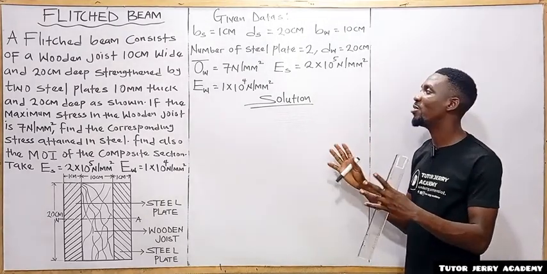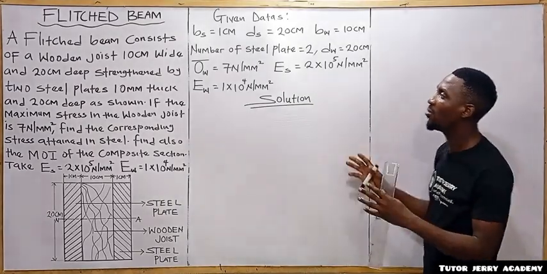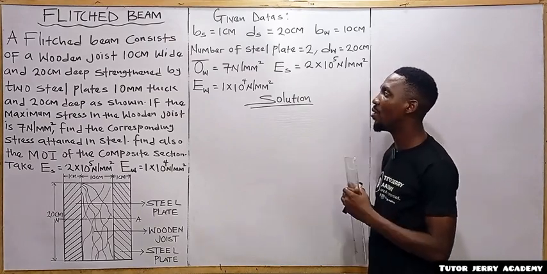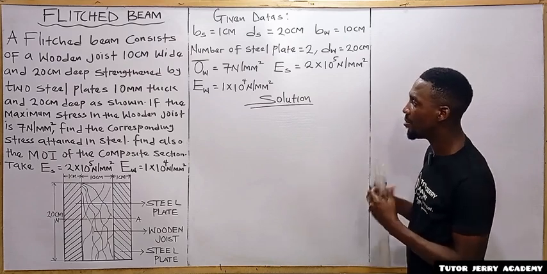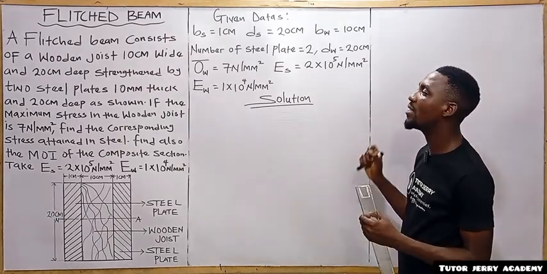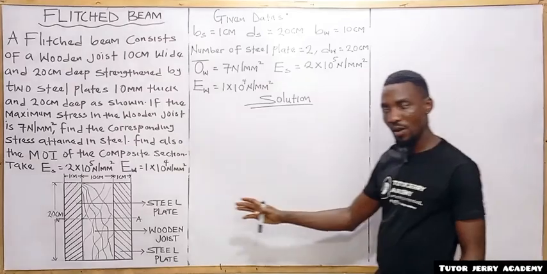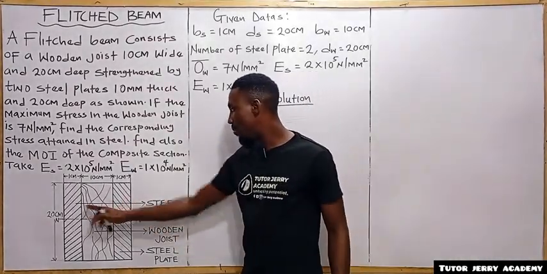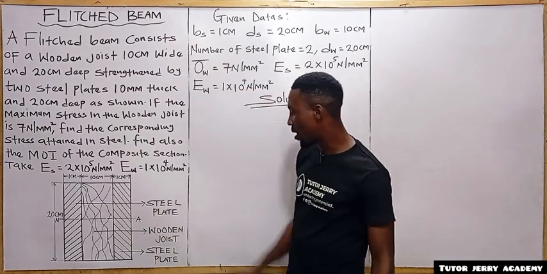Alright, we are going to be solving the question above. The question says a flitched beam consists of a wooden joist 10 cm wide and 20 cm deep, strengthened by two steel plates 10 mm thick and 20 cm deep as shown. So you can see the diagram below. We have two steel plates and a wooden joist.